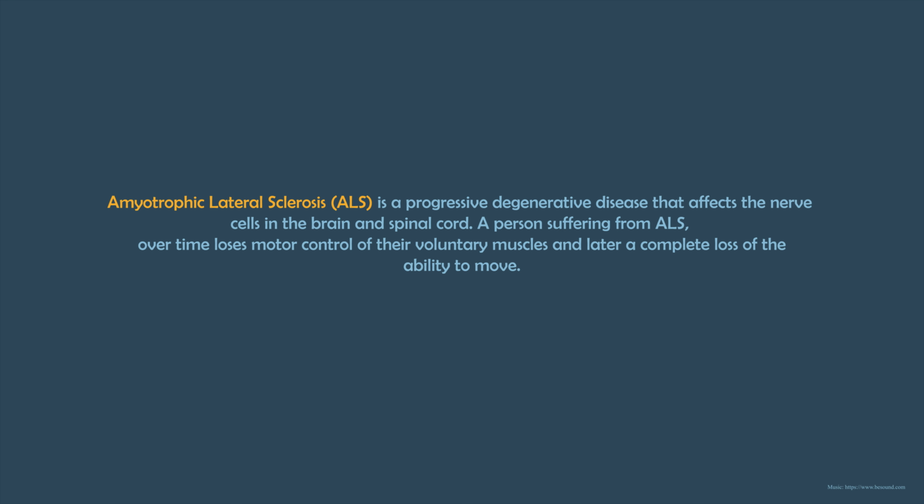Amyotrophic lateral sclerosis is a progressive disease that affects the nerve cells in the brain and spinal cord. A person diagnosed with ALS over time loses motor control of their voluntary muscles and later a complete loss of the ability to move. The disease is known to affect about 2 in 100,000 people. The exact cause of the disease remains unknown.